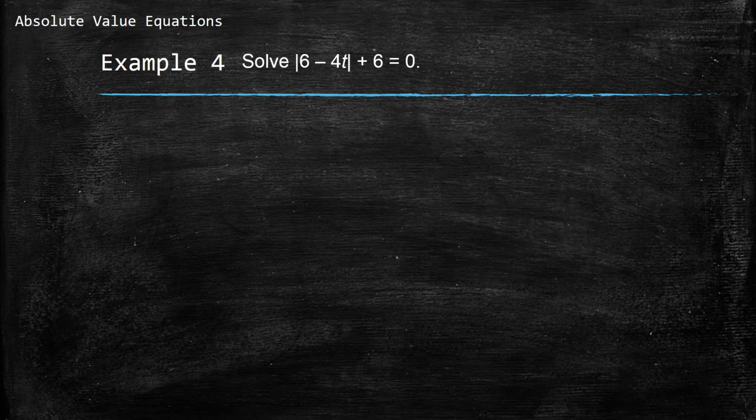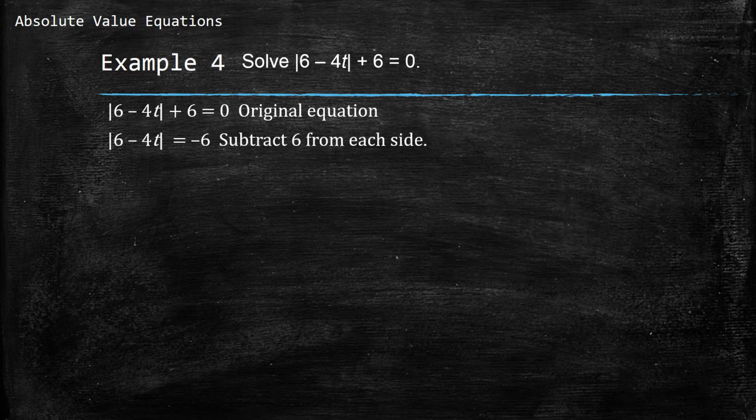Here's example 4. Solve the absolute value of 6 minus 4t, plus 6, is equal to 0. So I start by subtracting 6 from both sides of the equal sign, and I have a result of the absolute value of 6 minus 4t is equal to -6. So now I examine case 1. 6 minus 4t is equal to -6. I subtract 6 from both sides, and I have a result of -4t is equal to -12.